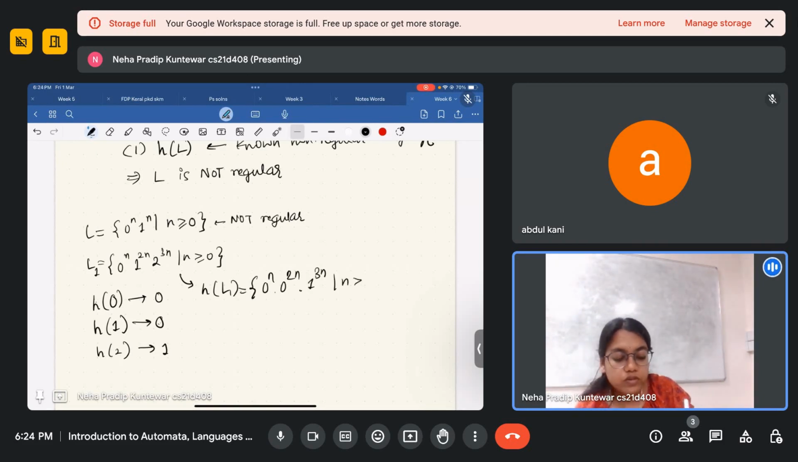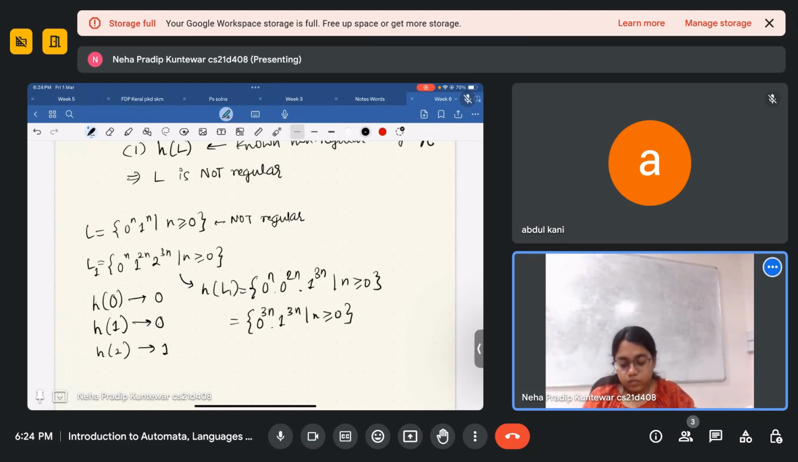Why is that? Because we simply looked at 0 in L1, replaced it with 0, 1 in L1, replaced it with 0, and 2 in L1, which was replaced with 1. So this is nothing but 0 to the 3n, 1 to the 3n, where n is greater than or equal to 0.